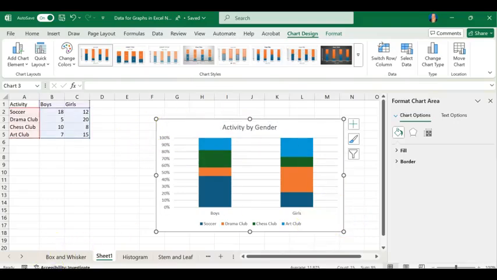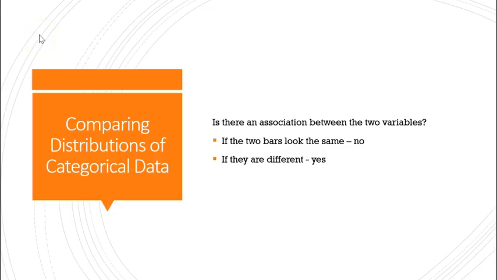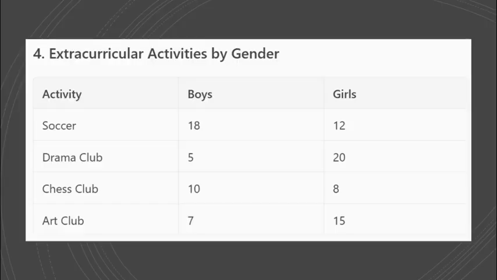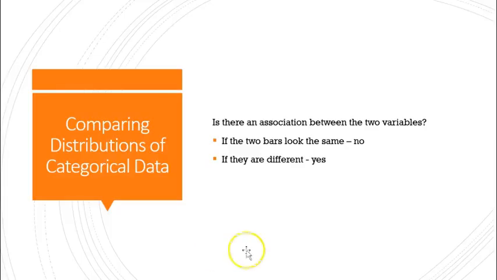Then you can't do things like mean, median, range, all of those for categorical data. So the question that we're looking to answer here is there an association between the two variables? So in this case, the two variables we were looking at was the activity that people picked and then their gender. So is there an association? Is there a difference in activities that are picked based on the different genders? Okay, and so what we're looking at is do our two bars that show the different percentages, do they look the same or do they look different?